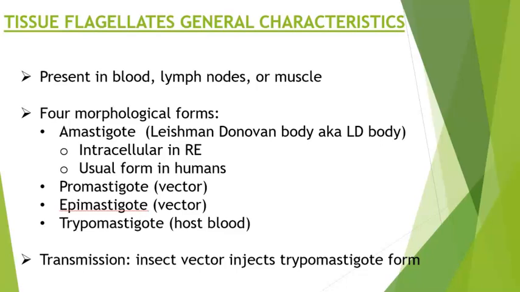And this is the usual form of the parasite in humans. There's the promastigote. That form is usually found in the vector for the parasite. There's the epimastigote, and that's also usually found in the vector. Then finally, there's the trypomastigote form, which is found in the host blood, and this is usually the form that is transferred into the human from the vector. So the transmission is from the insect vector, and it injects the trypomastigote form into the human.